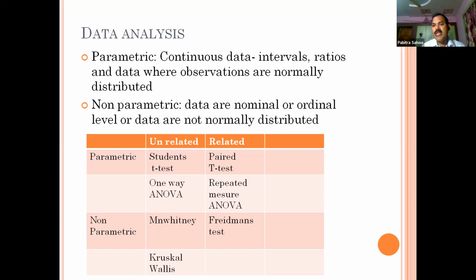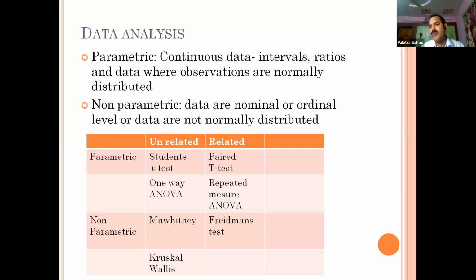How you are going to analyze your data, the type of variables you have, the type of study you have, quantitative research or qualitative research, that you must know. So you should have a basic fundamental idea about the type of research you are conducting, the type of data you are collecting, and what type of analysis you are supposed to do. If you are doing it, it's fine, or you can take help of your statistician.